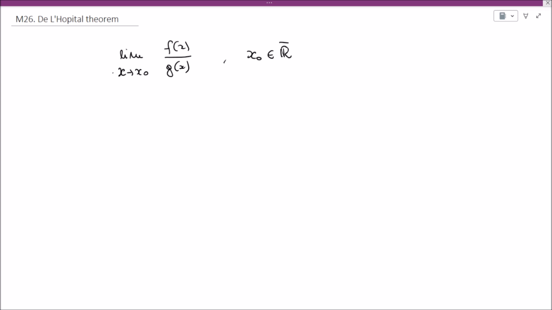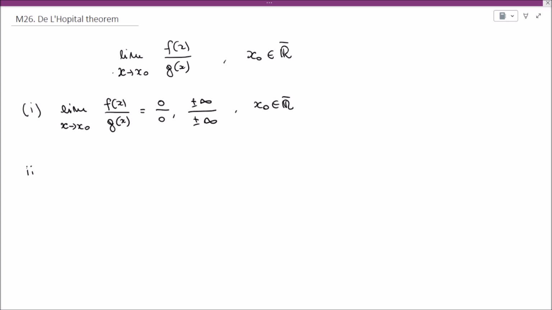Now, the conditions of applicability of the theorem are the following. First condition, we have a limit as x goes to x naught of f of x divided by g of x, which is one of the indeterminate forms 0 over 0 or plus or minus infinity divided by plus or minus infinity, right? Where, again, x naught is in the extended real line.